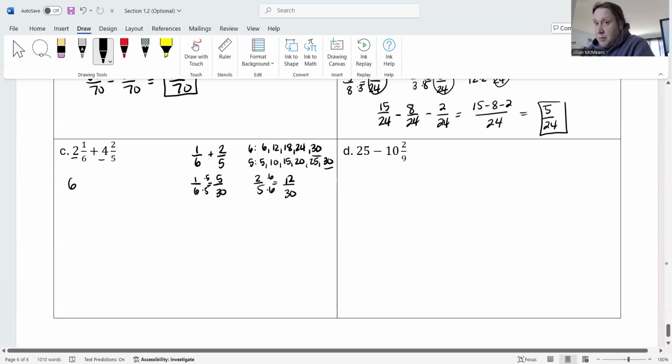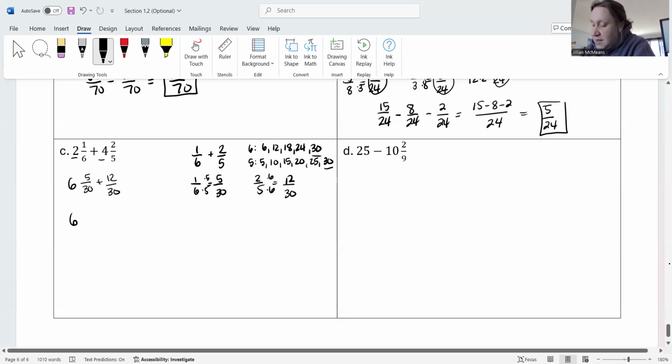Well, this causes a problem. Okay. So what we have is 6. Well, no, this one will be okay. I was thinking we were going to subtract. This one's okay since we're adding. So what we want to do is we now have our 6. We have our 5/30 plus 12/30. Good thing we're adding and not subtracting because it would be a whole different situation.